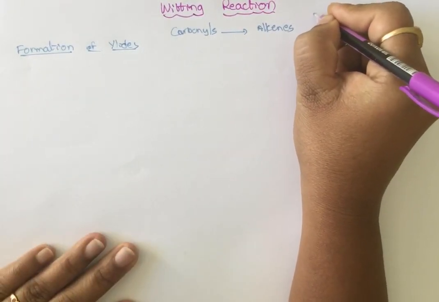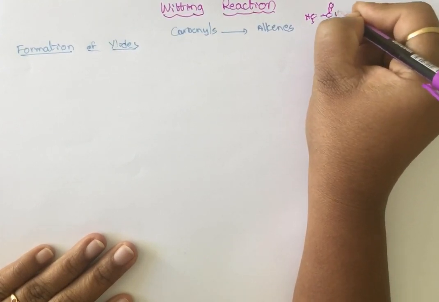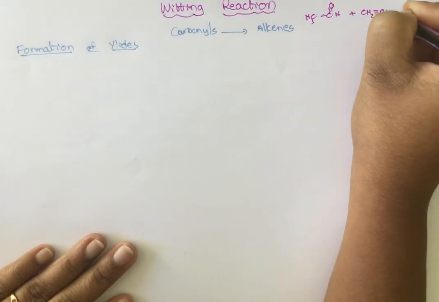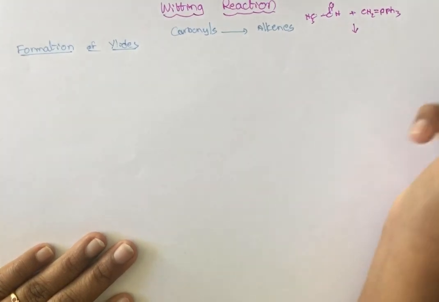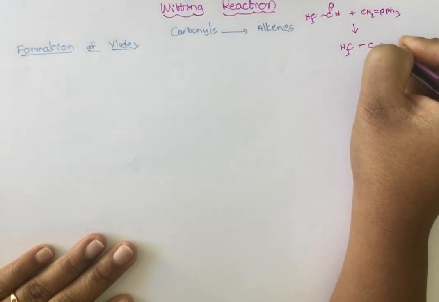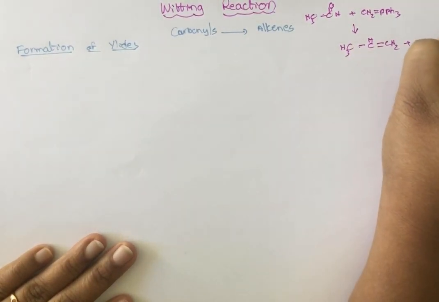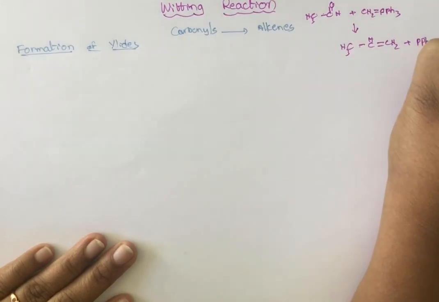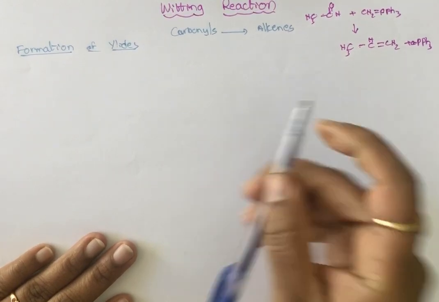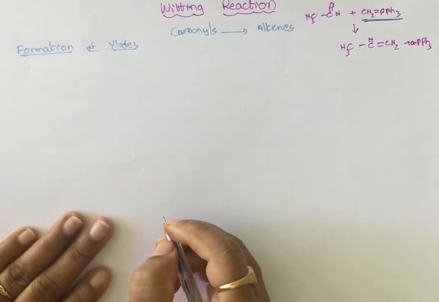If I take an aldehyde, acetaldehyde, and I react it with an ylide, then what products am I going to get here? CH3, CH double bond CH2, plus triphenylphosphine oxide. These are the products that we generally get in Wittig reaction. And now I am going to explain this ylide, how this ylide is formed.